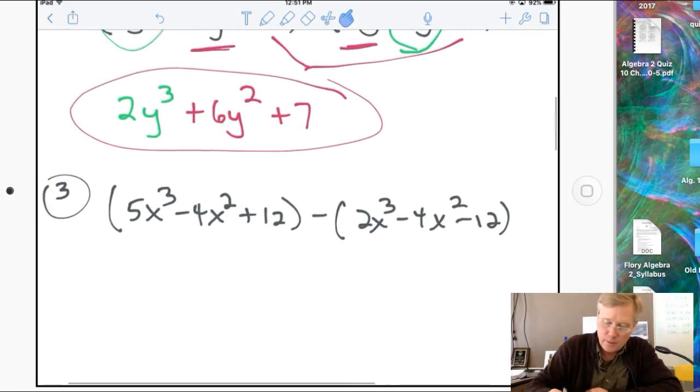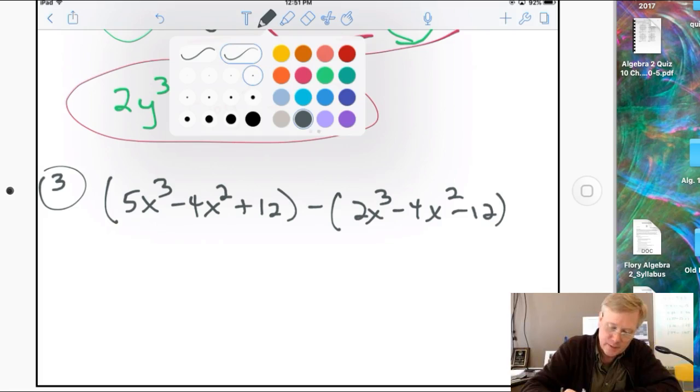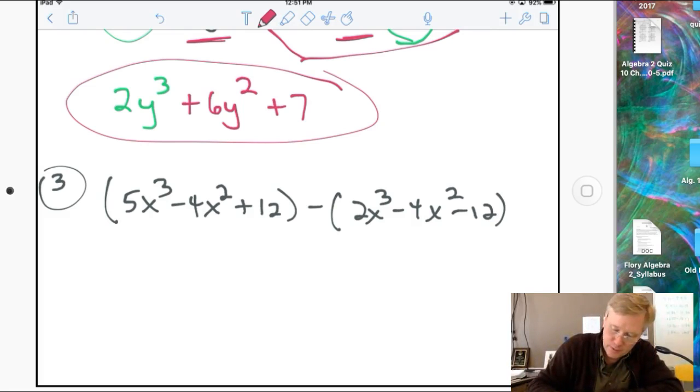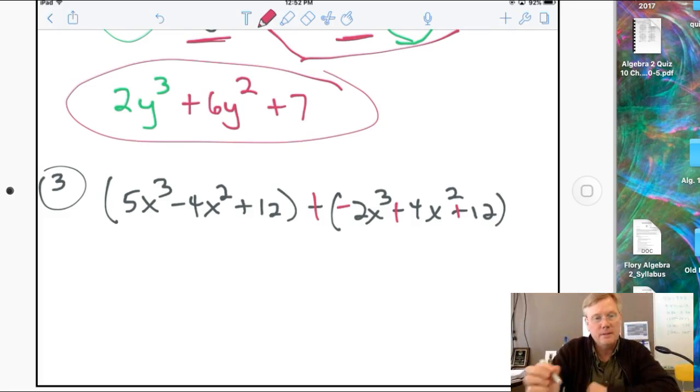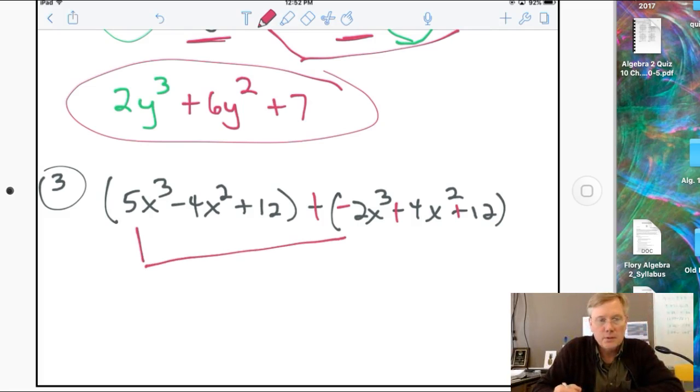This is a subtraction problem, which makes it a little different. I like to change all the signs. If you want to go 5x to the third minus 2x to the third, you can. I prefer to change all the signs in the second set of parentheses and change the subtraction between the two parentheses to a plus. And now I can simply combine like terms, and that takes care of all those double negatives, which can be kind of tricky. So I like doing it that way.